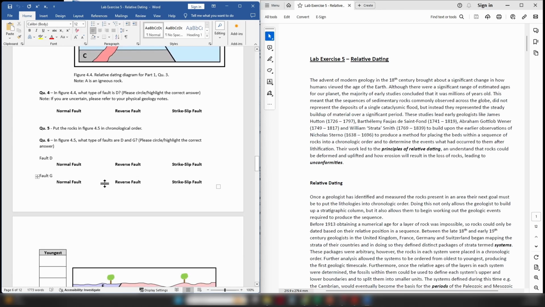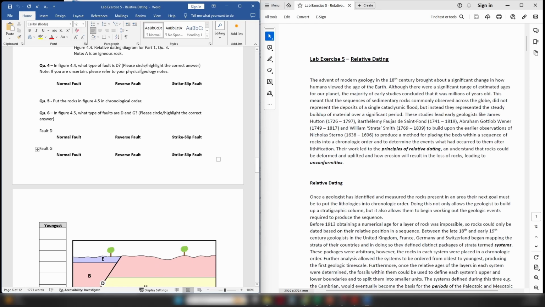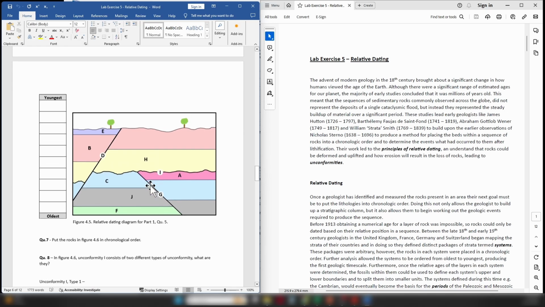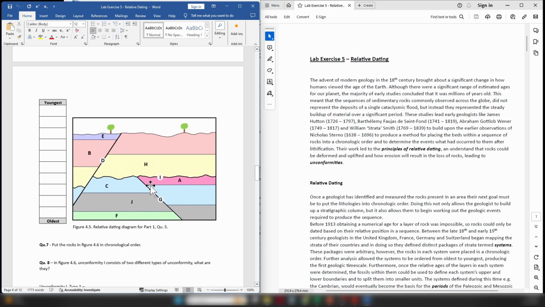So for question 5, what you're going to do is put the rocks in figure 4.5 into a chronologic order. So here is figure 4.5. As you can see, we are getting steadily more and more complicated in the diagrams that you're having to deal with. So straight away, you can see that the sequence consists of a lot of horizontally bedded rocks. So the principle of superposition is going to be extremely helpful to you here.